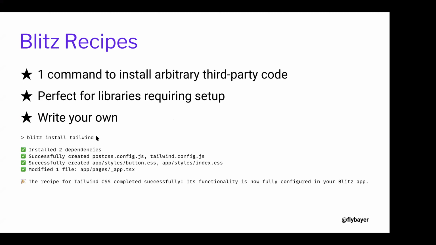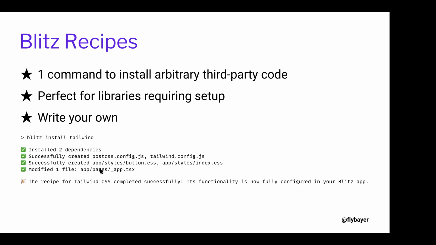So for example, Tailwind. Tailwind requires a couple dependencies. It requires Tailwind, PostCSS, and some configuration files, and so forth. And so with Blitz, you can run blitz install tailwind. You just run that in the command line, hit enter, and it will automatically install those dependencies for you. And it will create the configuration files and add the CSS import into your code.